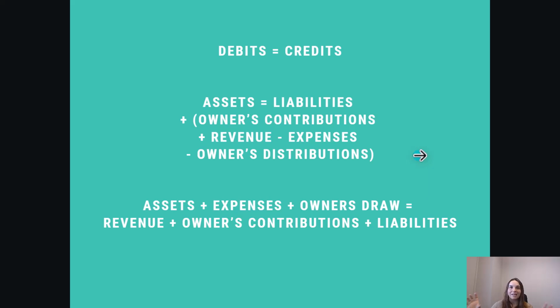Now, if we go back to algebra and take the negative items on the right-hand side of the equation and move them over to the left-hand side where we have assets, you end up with an expanded accounting equation that says assets plus expenses plus owner's draws or distributions equals revenue plus owner's contributions plus liabilities. Okay, so everything's positive on the left side and the right side. This is going to help you understand debits and credits. So let me go through what debits and credits are, and then I'm going to give you a helpful chart to help you memorize this.